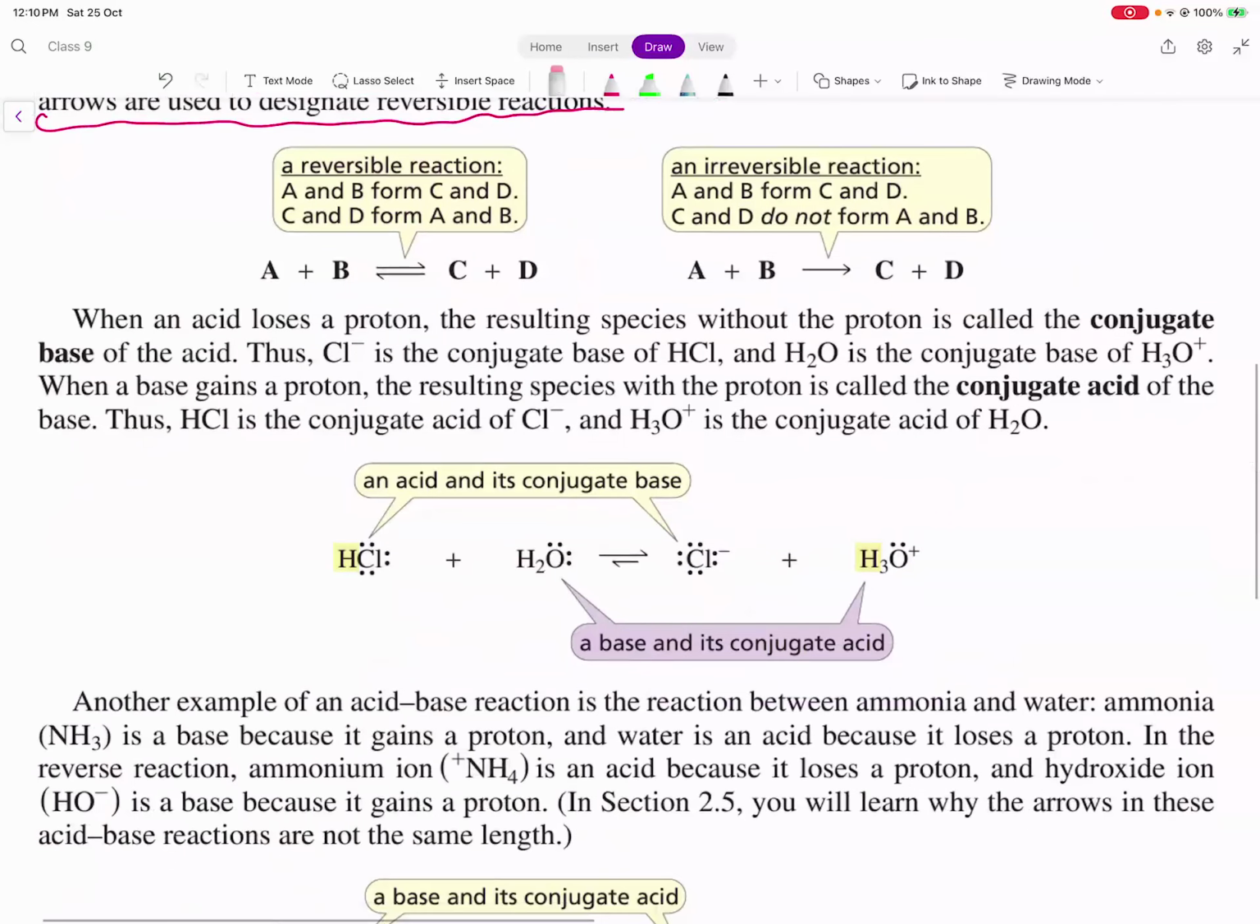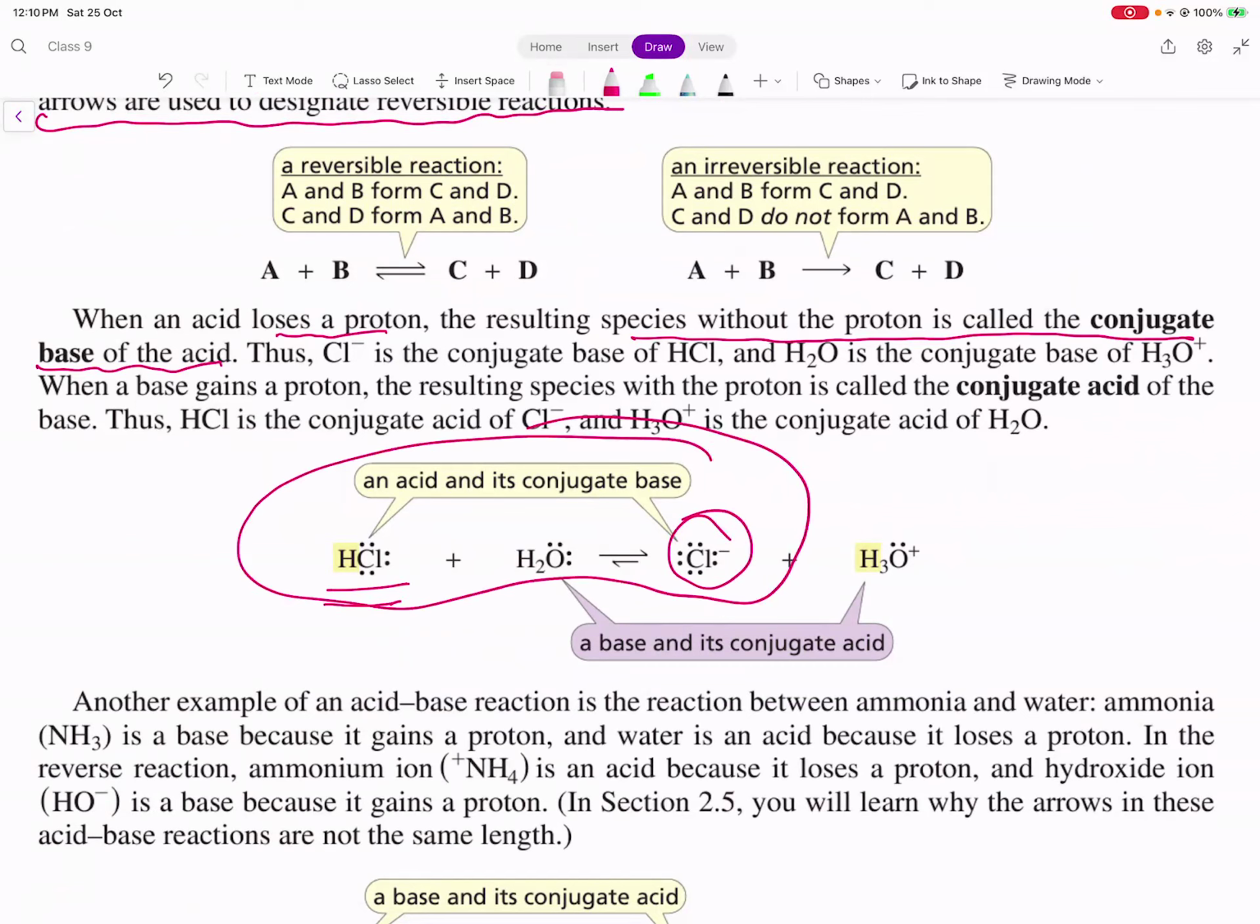Now, this is important. Pay attention. When an acid loses a proton, the resulting species without the proton is called the conjugate base of the acid. What is it called? Conjugate base. So when HCl is losing the proton, Cl minus is called its conjugate base. Got it? An acid has a conjugate base. A base has a conjugate acid. Okay, got it?